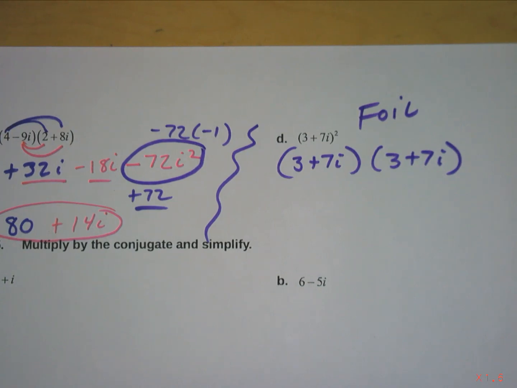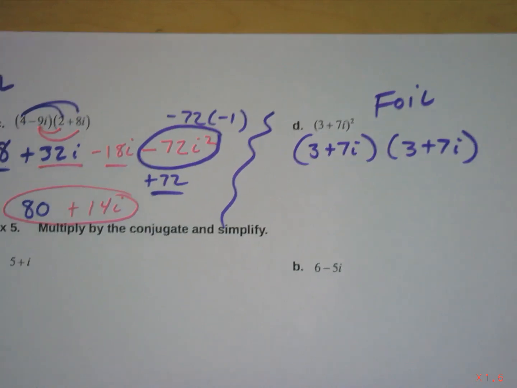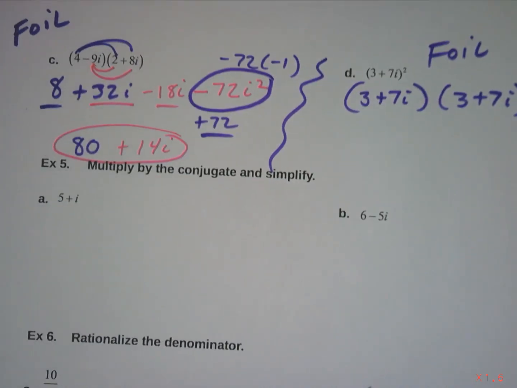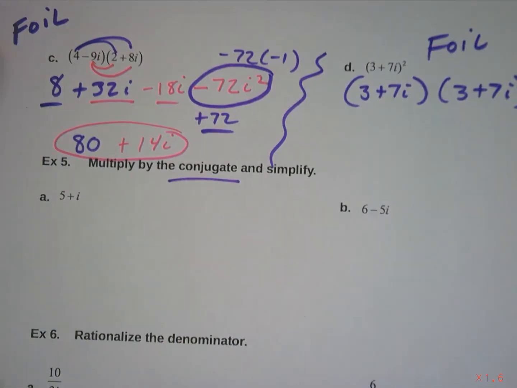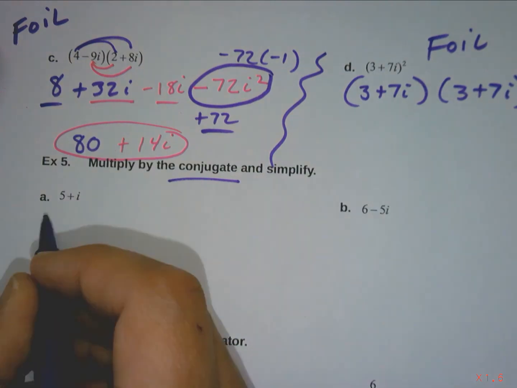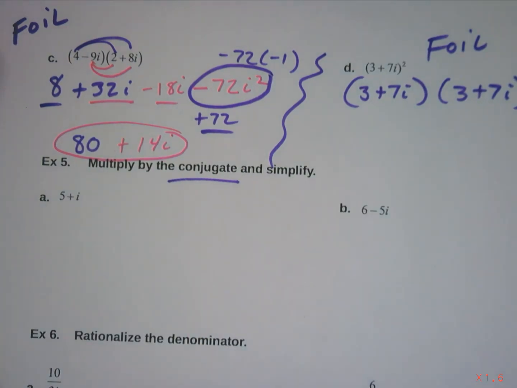Okay. I want to switch gears. We've done some multiplication. Now I want to get into the conjugate. Okay, we're just going to talk about what is the conjugate. We're not going to multiply them here. All right, so I have 5 plus i. Do you guys remember conjugate? It's been a while.